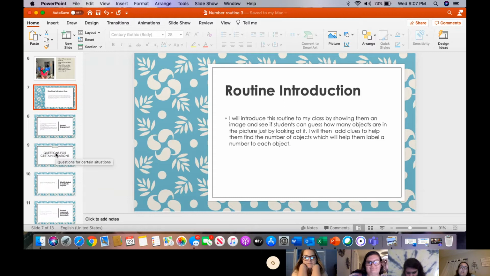So my routine introduction, I'll introduce this routine to my class by showing them an image and see if students can guess how many objects are in the picture by looking at it. And then I would add the clues to help them find the number of objects, which will help them label a number to each object.